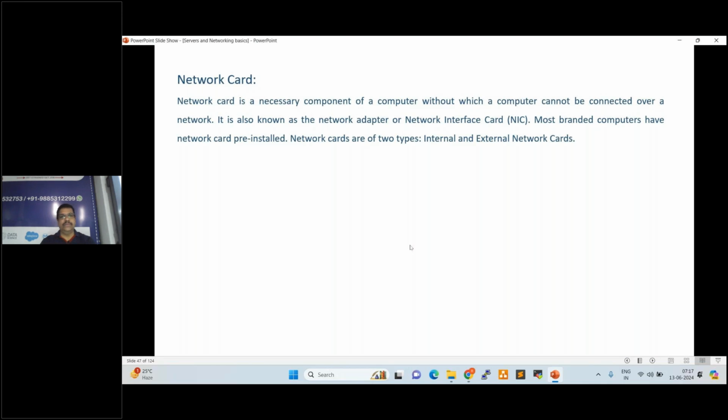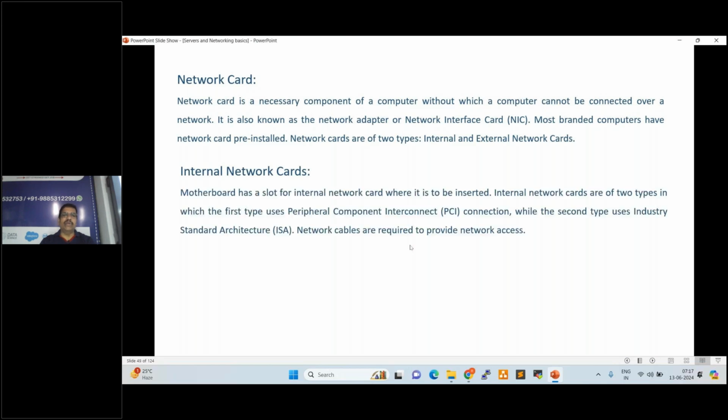These are very important. See here, internal network cards. The motherboard has a slot for an internal network card, where it is to be installed. Normally 10 or 15 years back, we used to use desktops, right? The motherboard is nothing but the main board. In that one PCI slot we used to insert a network card. Once we inserted the network card, after that we used to deploy the drivers. Then only the network card will be activated, right?